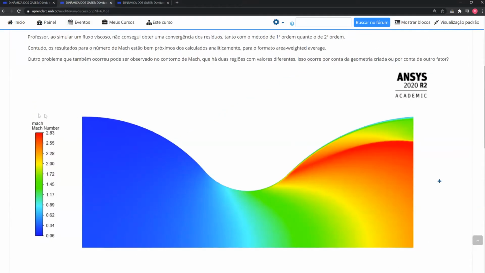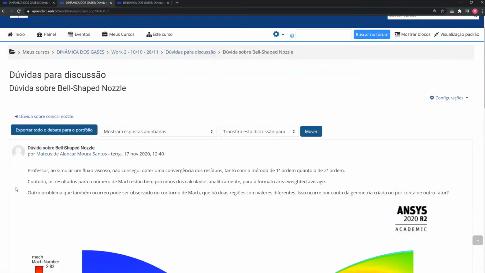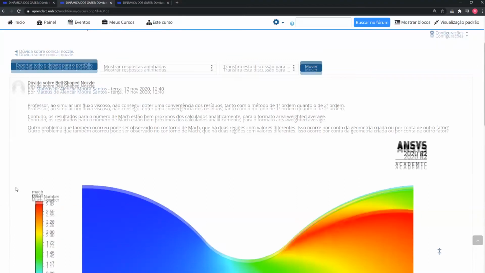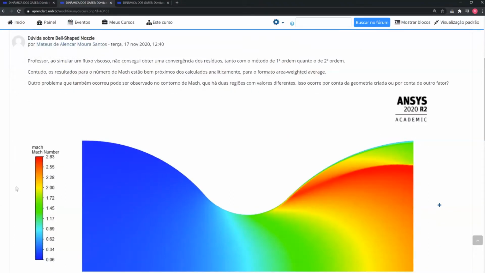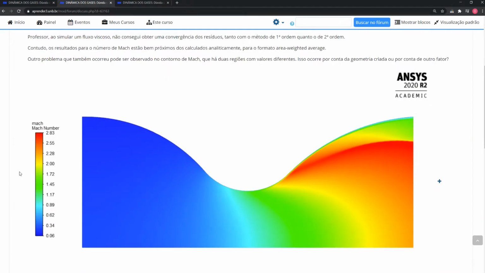We go to the second question. It was also a question of Mateus about the simulation of the nozzle, right? The simulation of the viscous flow in the nozzle. We can observe the boundary layer formed here, very thin boundary layer. And also we may see this flow behavior.